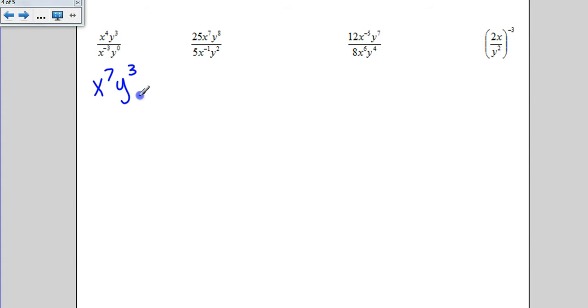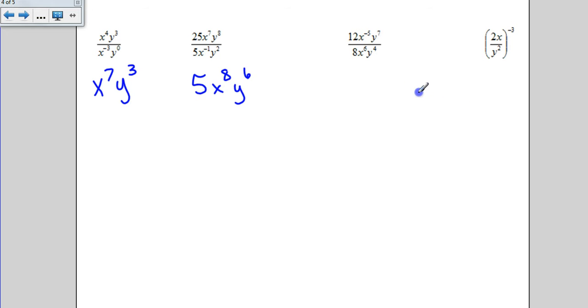Now be careful on the next example. The 25 and the 5 are really coefficients. You don't subtract them, you just divide them like you were in 5th grade. So 25 divided by 5 gives us a new coefficient of 5. For my x's, I have 7 minus a negative 1. Careful, that's an 8. And then y squared over y to the second. 8 minus 2 gives me y to the 6th.